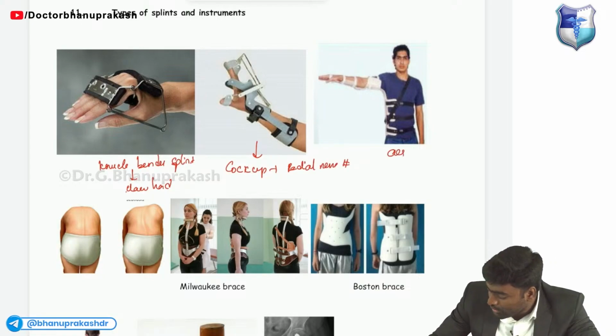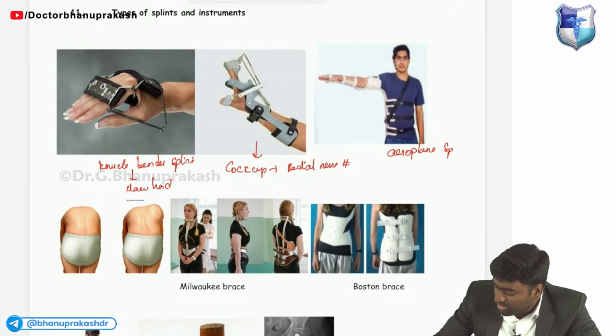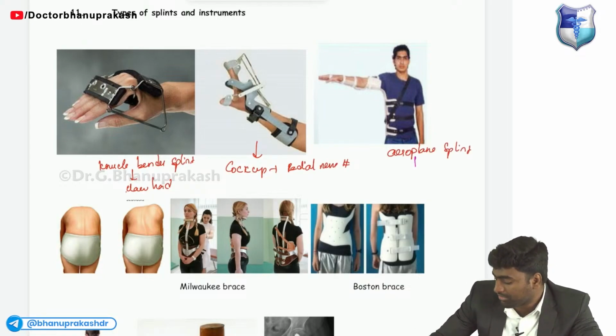And where will you use this aeroplane splint? You will use this aeroplane splint in a case of brachial plexus injury.